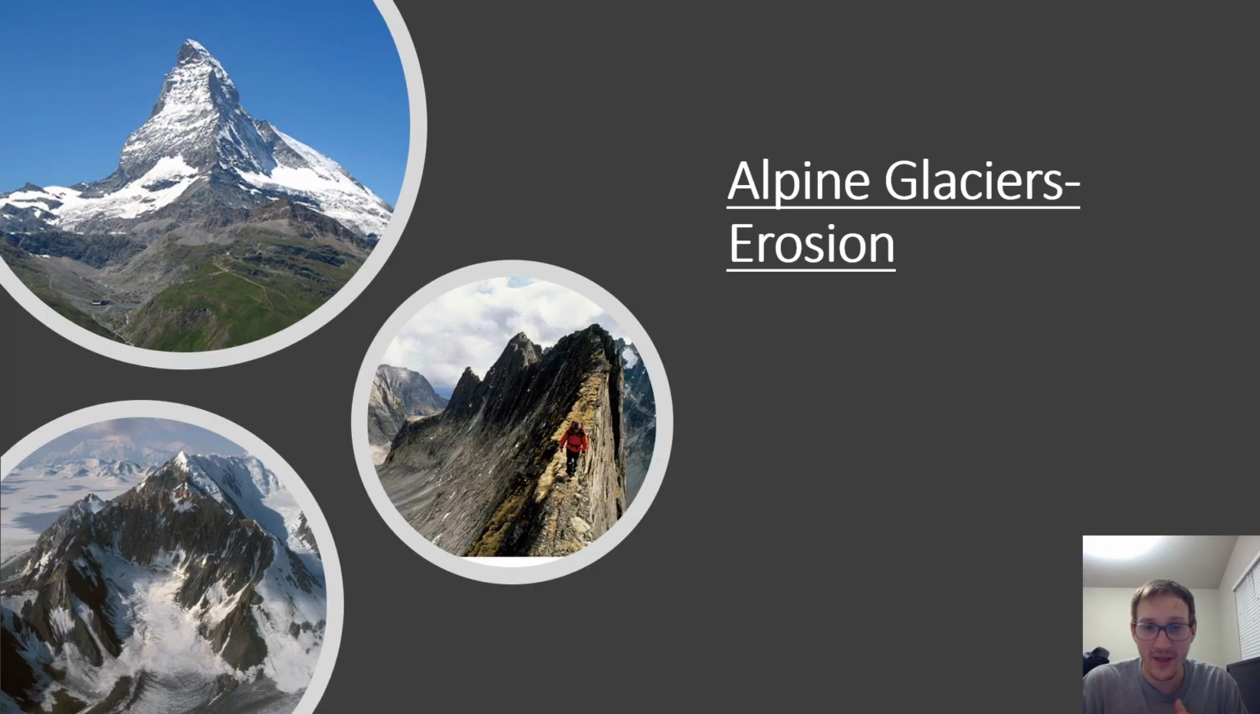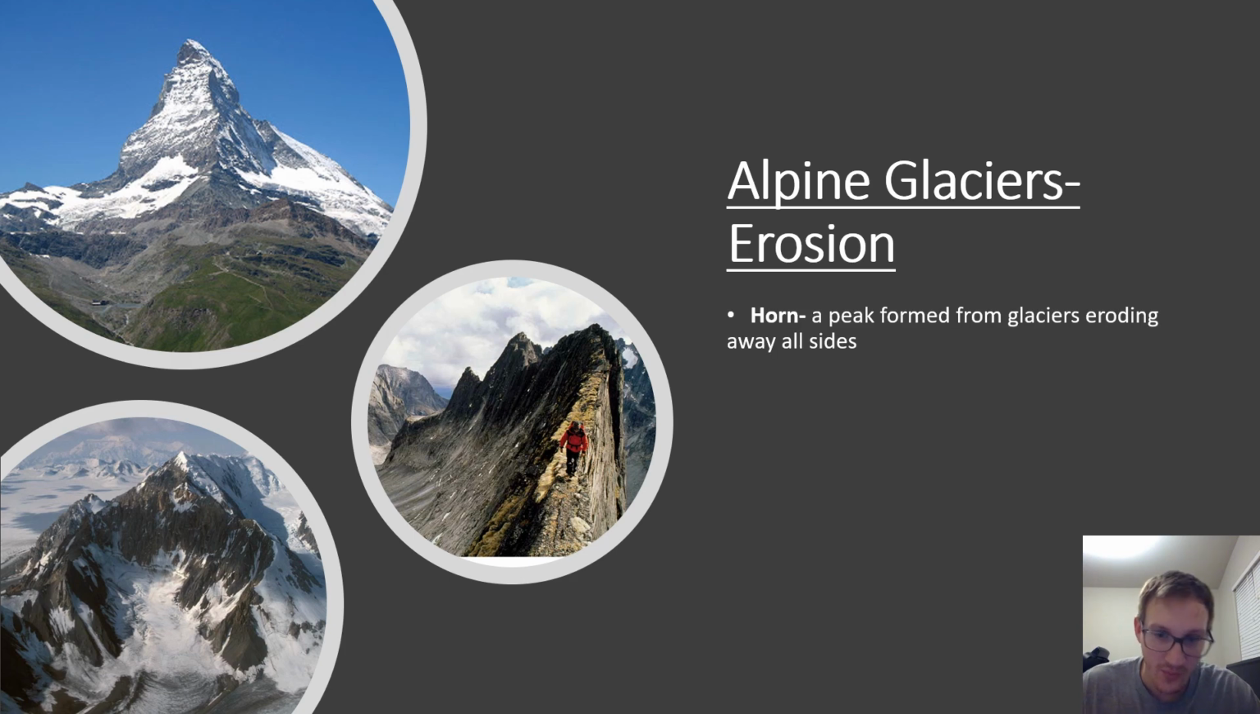All right. Also with alpine glaciers, we have three more. We have horns. Okay, this is a peak formed by glaciers eroding on all sides.